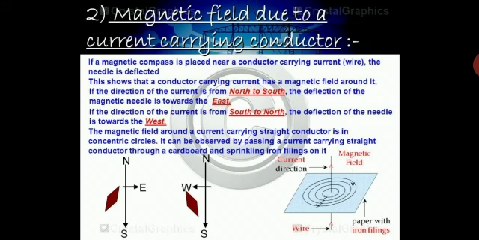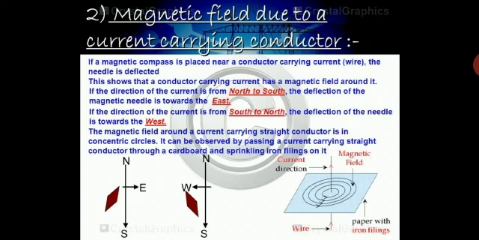Here you can see the north-south direction and the deflection of the needle, how it will change direction. If a magnetic compass is placed near a conductor carrying current, that is a wire, the needle is deflected. This shows that a conductor carrying current has a magnetic field around it. If the direction of the current is from north to south, you can see in the diagram here, the deflection is towards the east. So if the direction of the current is north to south, the needle will deflect towards east.